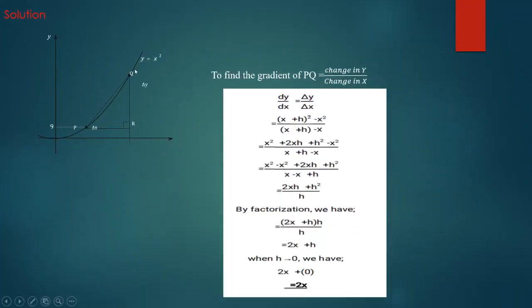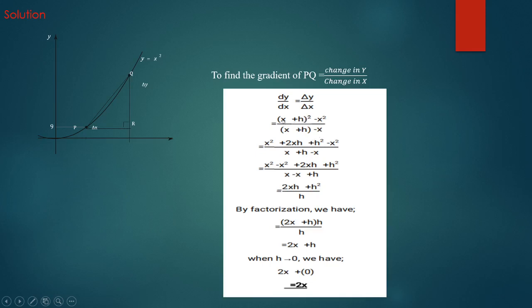And we know if we have a point P and a point Q, to find the gradient is the change in y-axis over the change in x-axis. So our change in y-axis will be our y2, which is (x plus h) squared, minus our y1, which was x squared, all over x plus h, which is our x2, minus x. Now we need to expand this.